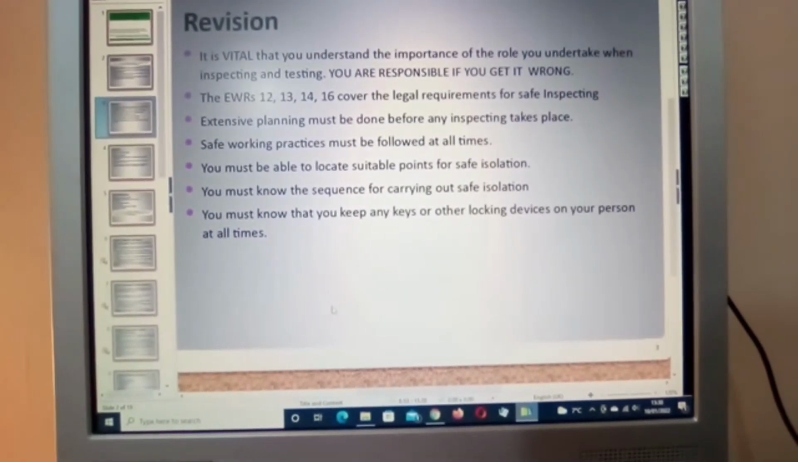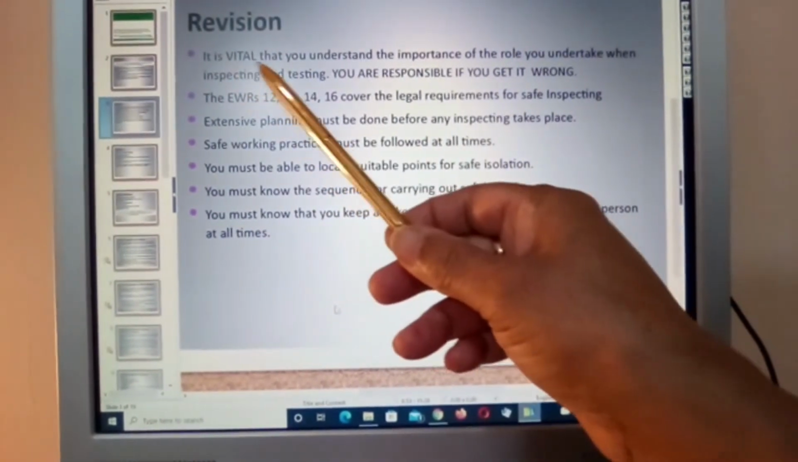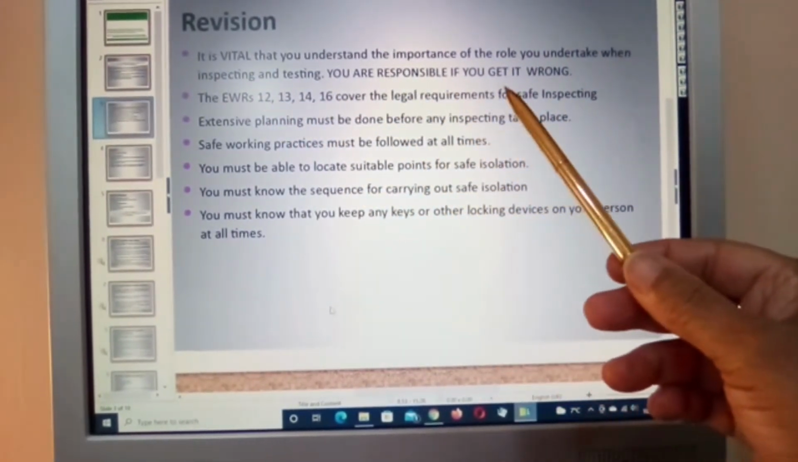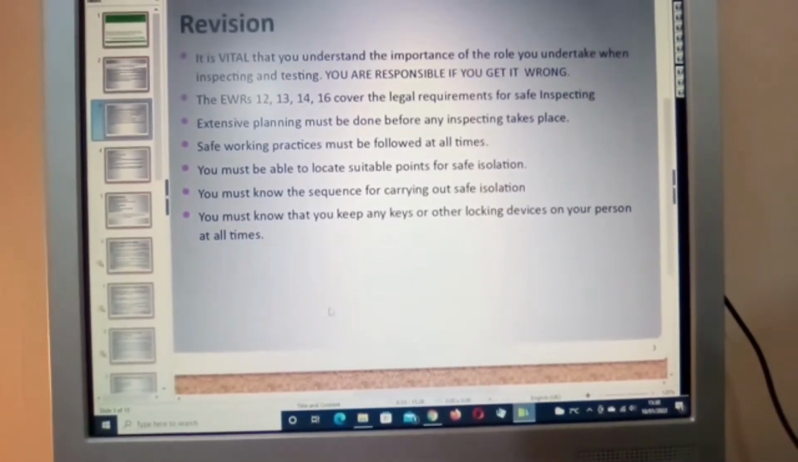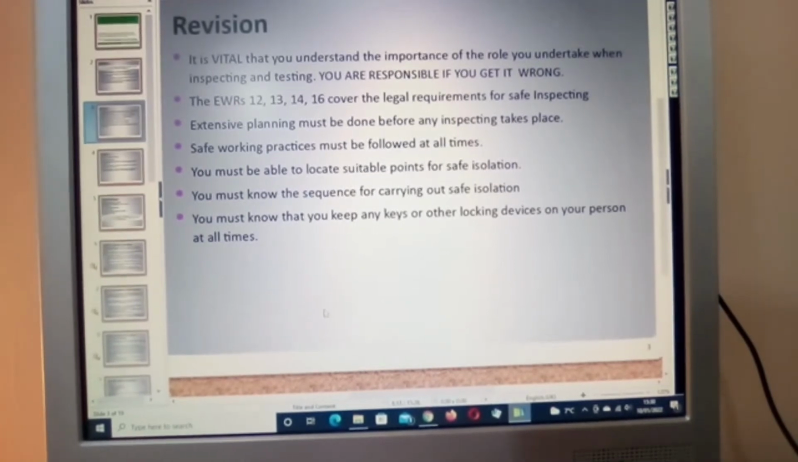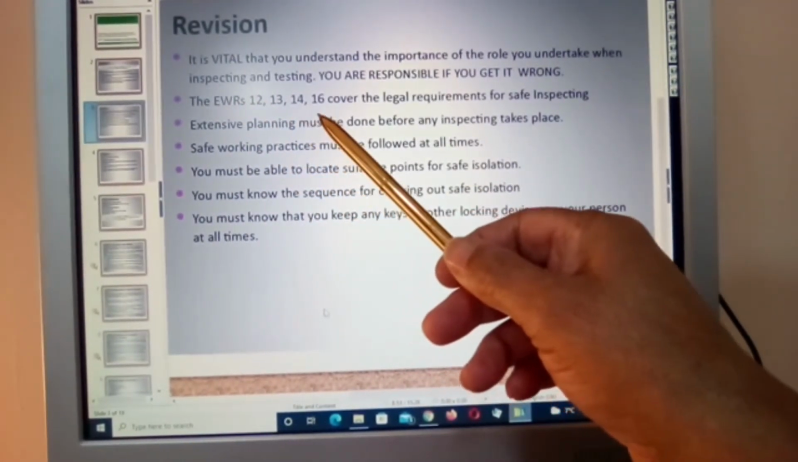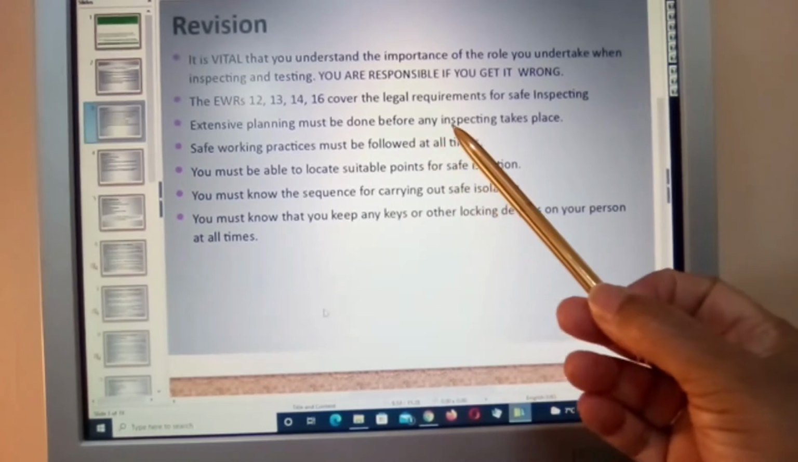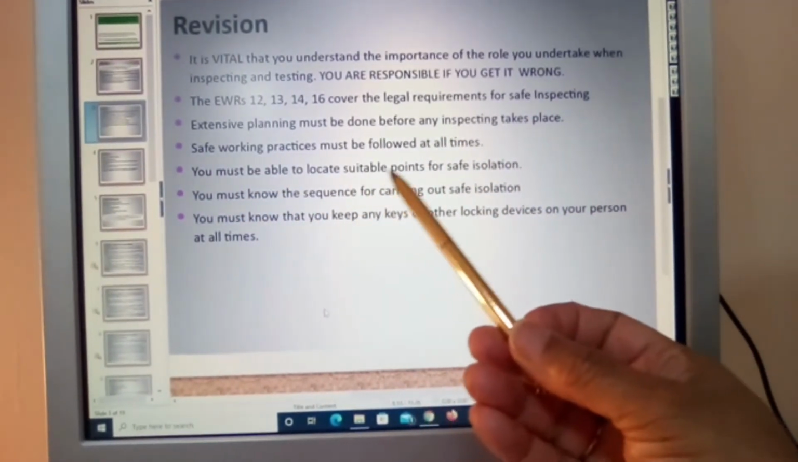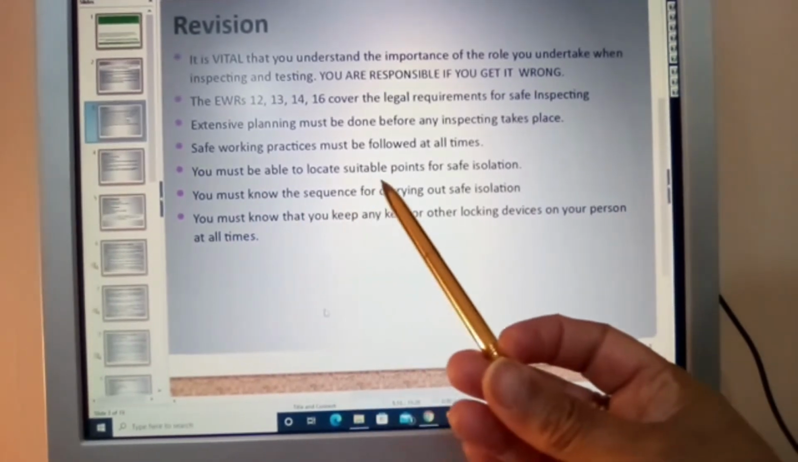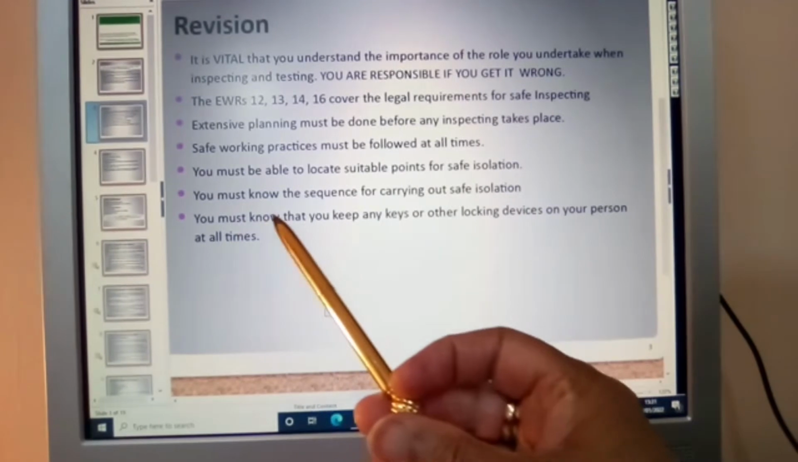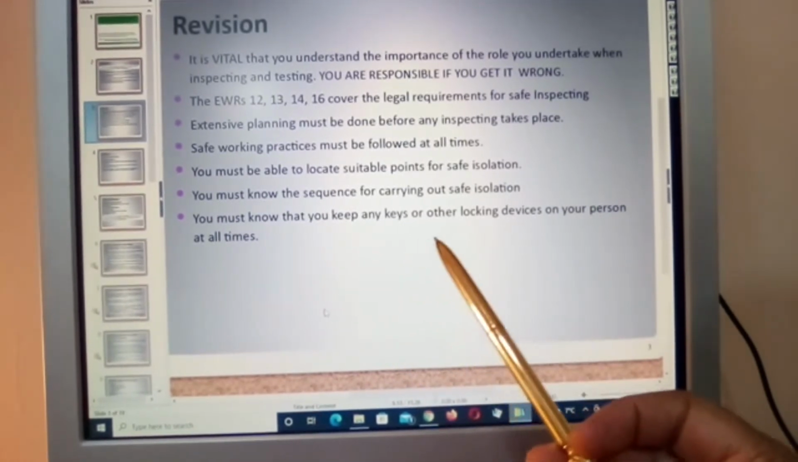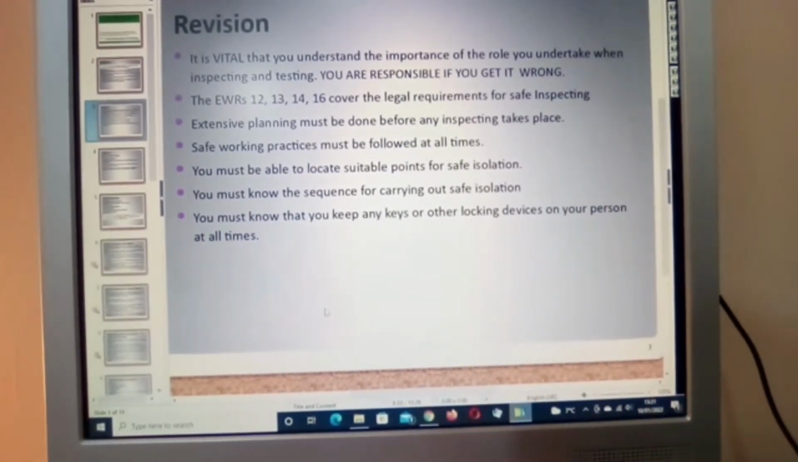Okay, revision. It is vital that you understand the importance of the role you undertake when inspecting and testing. You are responsible if you get it wrong, okay? The EWRs 12, 13, 14, 16 cover the legal requirements for safe inspecting. Extensive planning must be done before any inspecting takes place. Safe working practices must be followed at all times. You must be able to locate suitable points for safe isolation. You must know the sequence for carrying out safe isolation. You must know that you keep any keys or other locking devices on your person at all times. Okay.